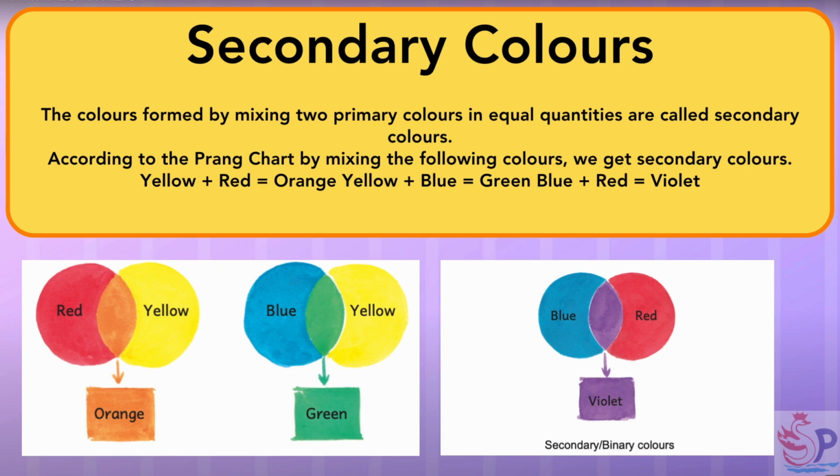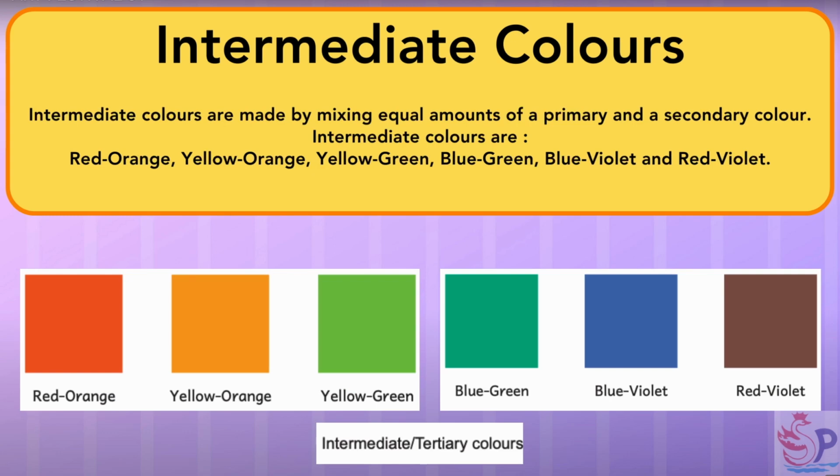Yellow plus red equals orange. Yellow plus blue equals green. Blue plus red equals violet. Intermediate colors. Intermediate colors are made by mixing equal amounts of a primary and a secondary color. Intermediate colors are red-orange, yellow-orange, yellow-green, blue-green, blue-violet, and red-violet.